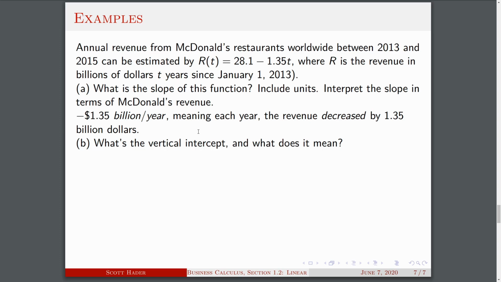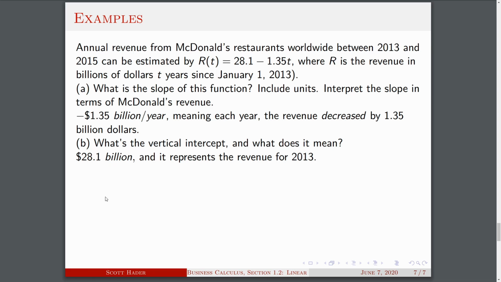Another question would be, what's the y-intercept, and what does that mean? Well, this is our slope, that other number without the variable, that's the y-intercept. So that's 28.1. What would we measure 28.1 in? Let's see. What does it represent? It represents the initial value of the function. So should we also measure that the same way that we measure the function in? And the answer is yes. So what's the function? The function is revenue, and that's measured in billions of dollars. And so that's how we measure the y-intercept. It's also in billions of dollars.